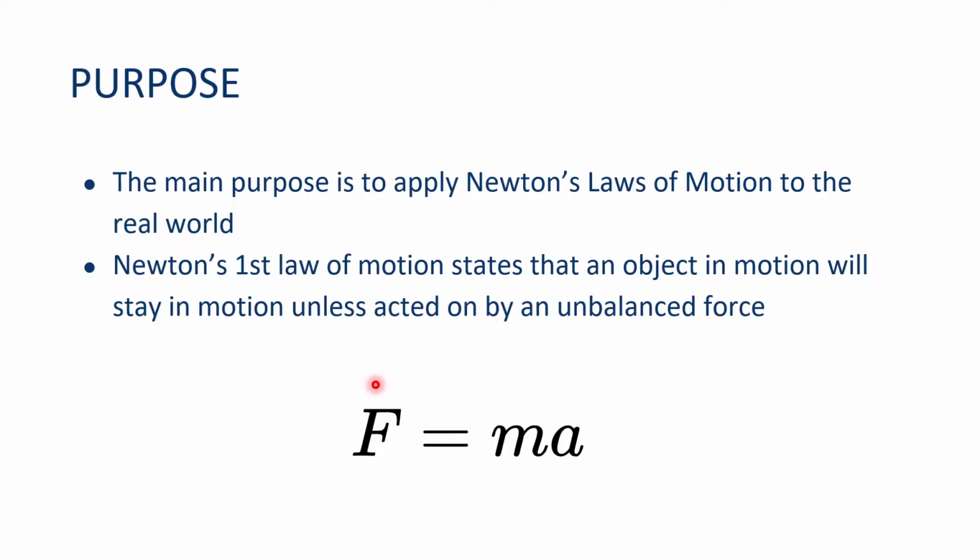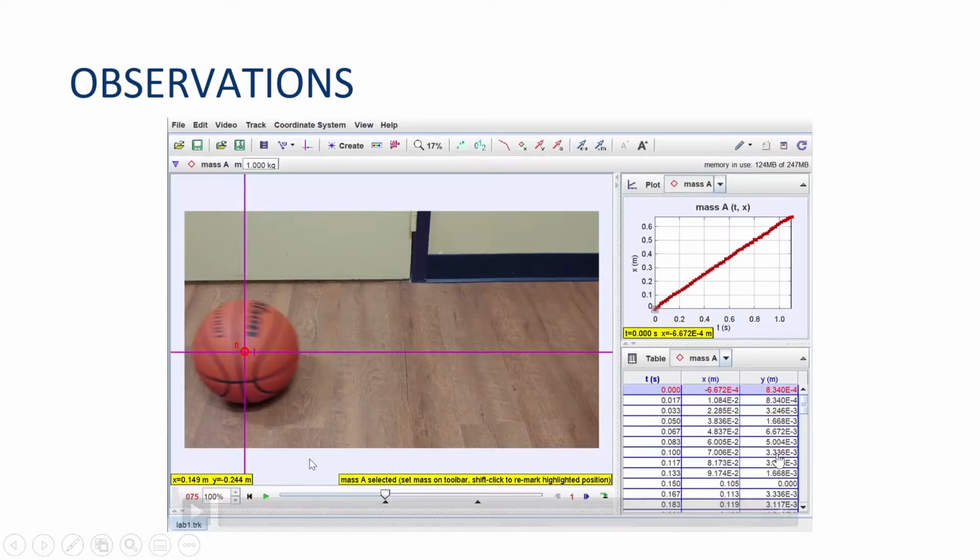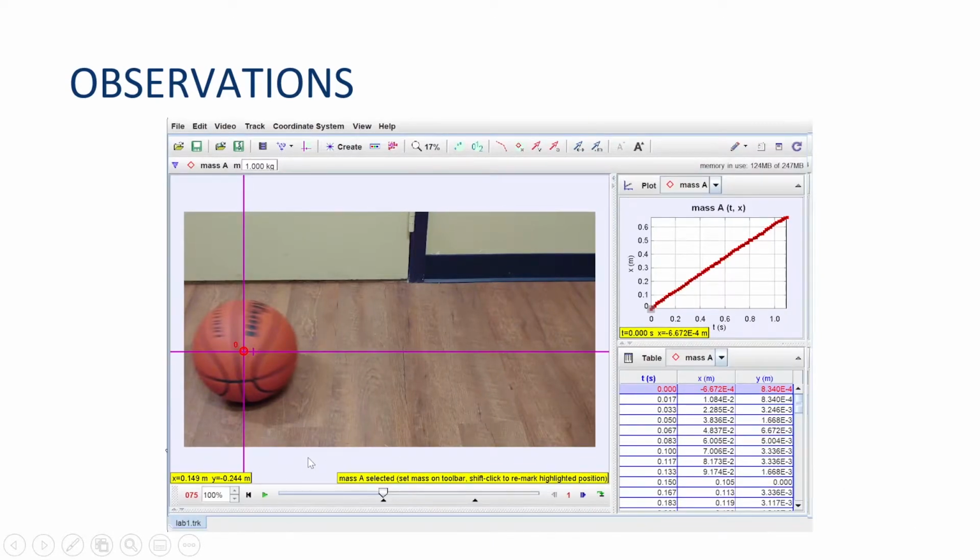The experiment today involves the motion of one mass in one direction at a constant velocity and no acceleration. We'll see just how well this fundamental principle predicts the rolling of a basketball. Over here we have our rolling basketball video loaded into Tracker. The rolling ball is the system and everything else is the surroundings.